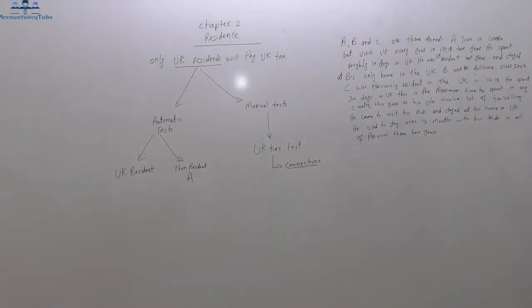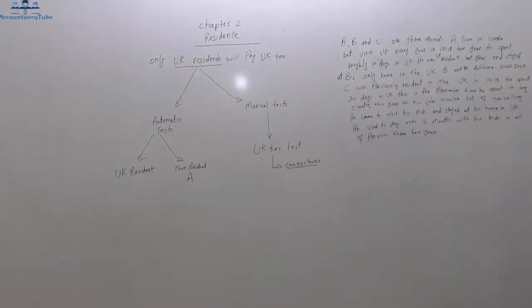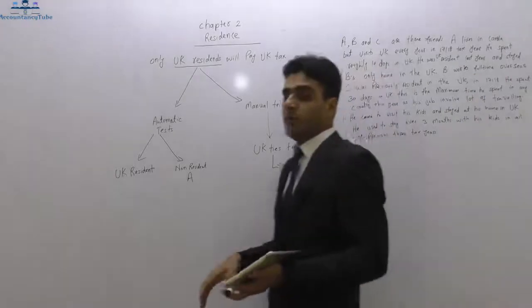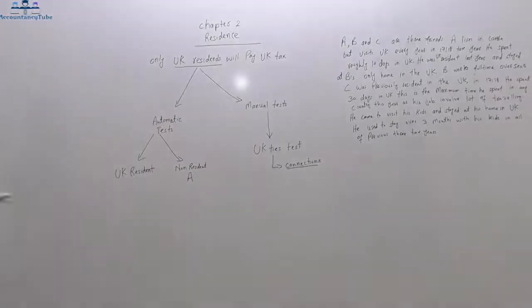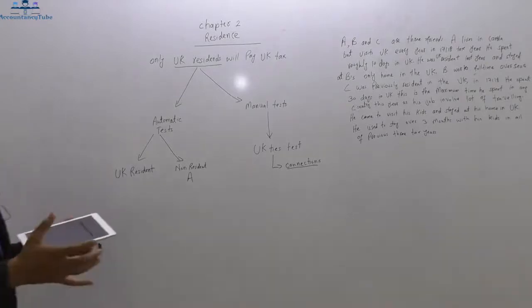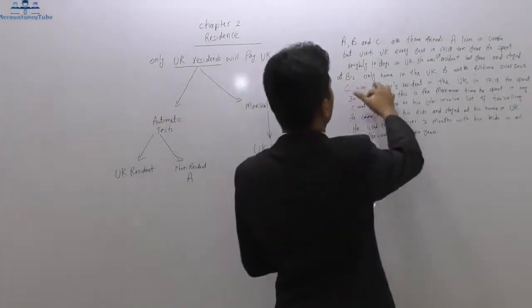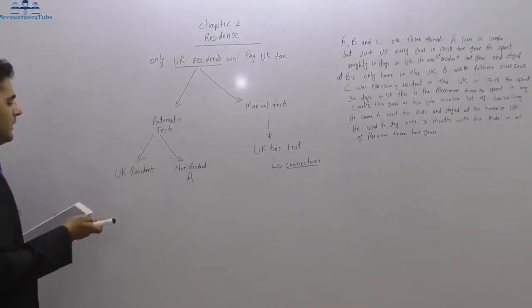Now in the automatic resident test, it says a person whose only home is in the UK is considered automatically UK resident. As it says B's only home is in the UK, he will be considered automatically UK resident. Although B works full-time overseas, we do not know how many days he spent in the UK, so we cannot determine whether he is automatically non-resident or not. But definitely this information is clearly telling us that B is automatically UK resident.